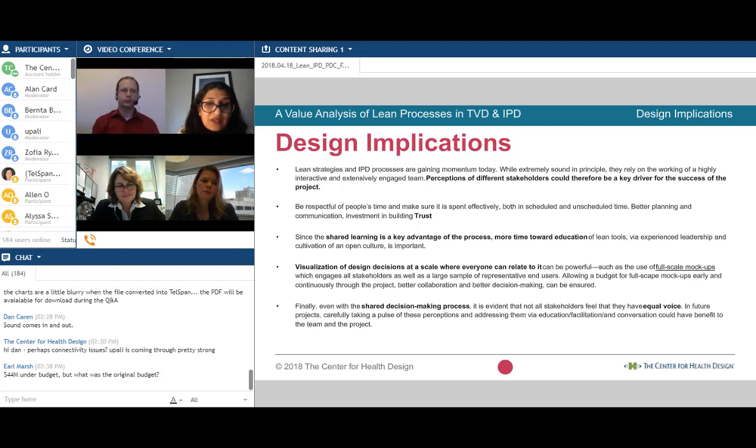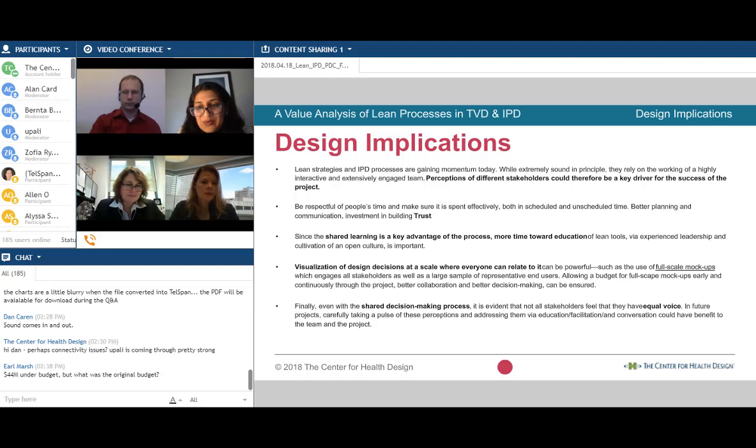Visualization of design decisions, like using the mock-up, given that it's so effective, we need to make sure we put funds towards it and think about innovative ways to do it early on and continuously. And then finally, even with shared decision-making processes, sometimes stakeholders may not feel that they have equal voice. So it goes back to the second bullet point that we need to build trust early and keep it continuously.